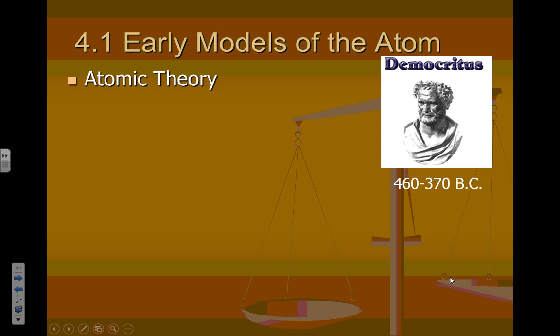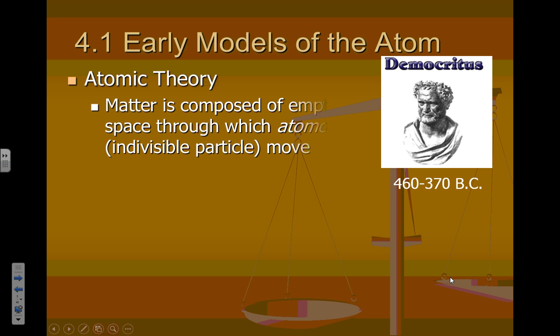Now, one of the earliest models, and calling it atomic theory is being nice because it's really not a theory. It doesn't explain chemical behaviors all that much in terms of chemical interactions, and it also isn't based upon empirical or scientific evidence. So it's really more of the idea of the atom. But the idea of the atom actually goes back to ancient Greek times, where Democritus said that matter is composed of empty space through which atomos move.